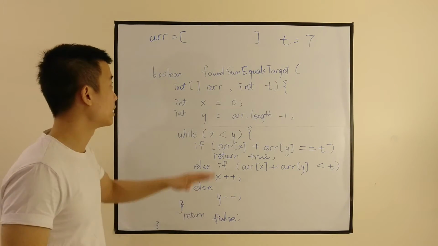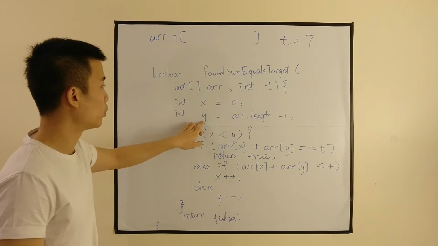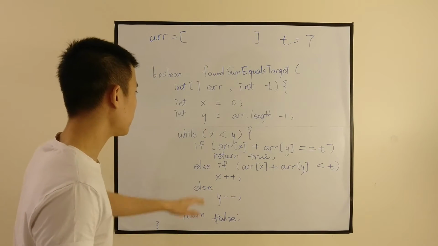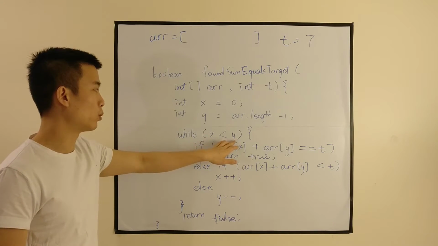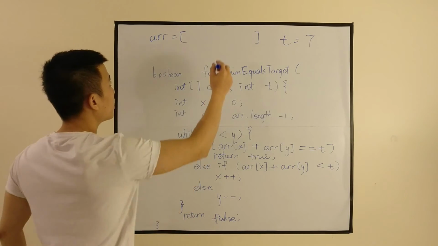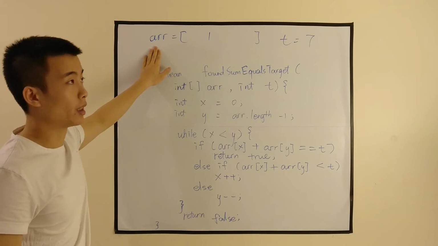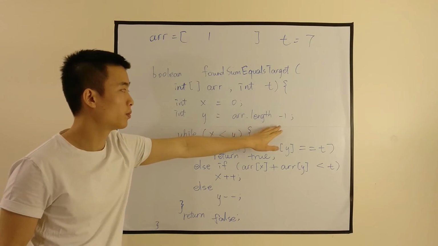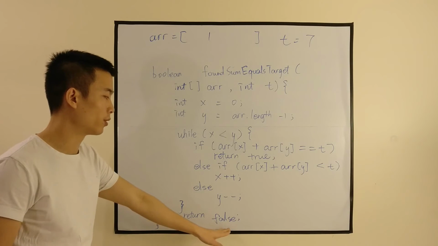Let's check if the array is actually empty. So x is equal to 0 and y is equal to -1. And x is going to be larger than y, so it's not going to run through the while loop at all and return false. Let's check if there's only one element in the array. So x is equal to 0, y is equal to 0 as well. And it's not going to run through the while loop and return false.